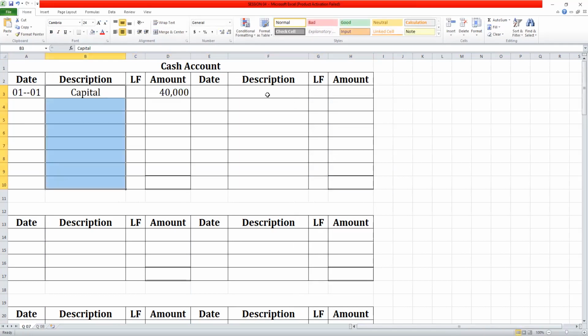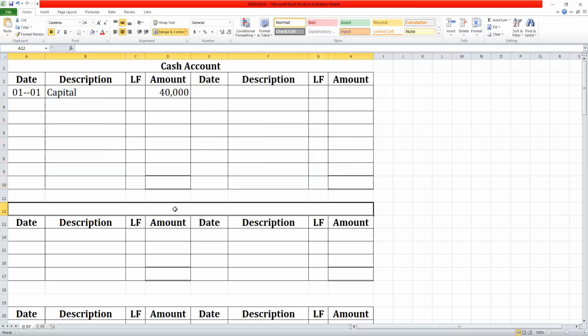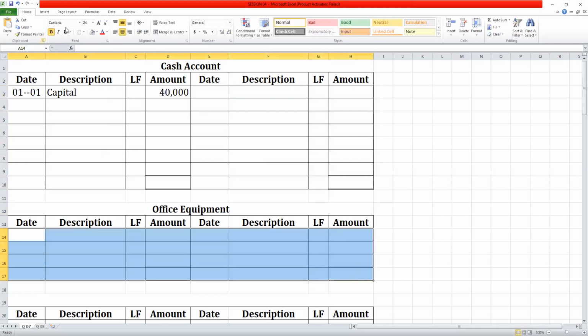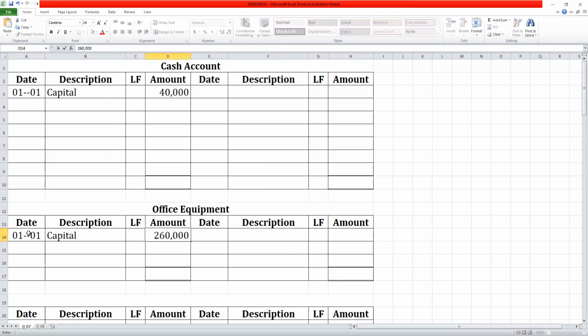And also he has invested office equipment as cash. He has introduced office equipment also as cash. Let's record office equipment. The next account is office equipment, 1st of January, again capital. The amount of the office equipment invested is 260,000.